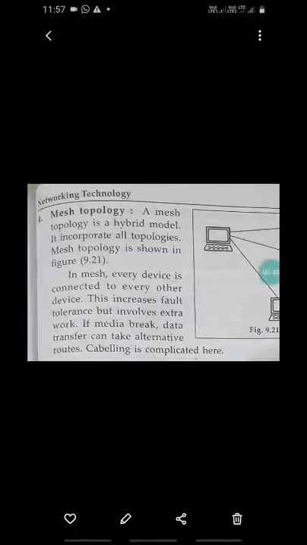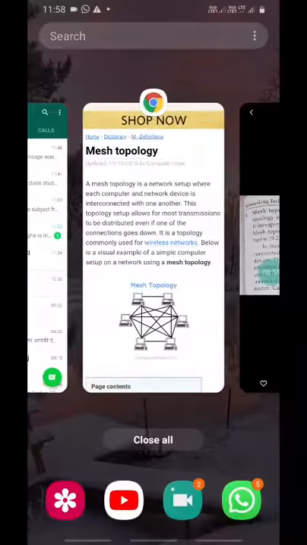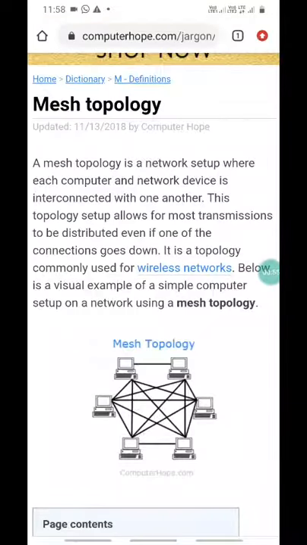The detailed notes are provided in the link. Please refer to the link. Mesh topology. A mesh topology is a network setup where each computer and network device is interconnected with one another. These are the important factors. This topology setup allows most transmissions to be distributed even if one of the connections goes down.